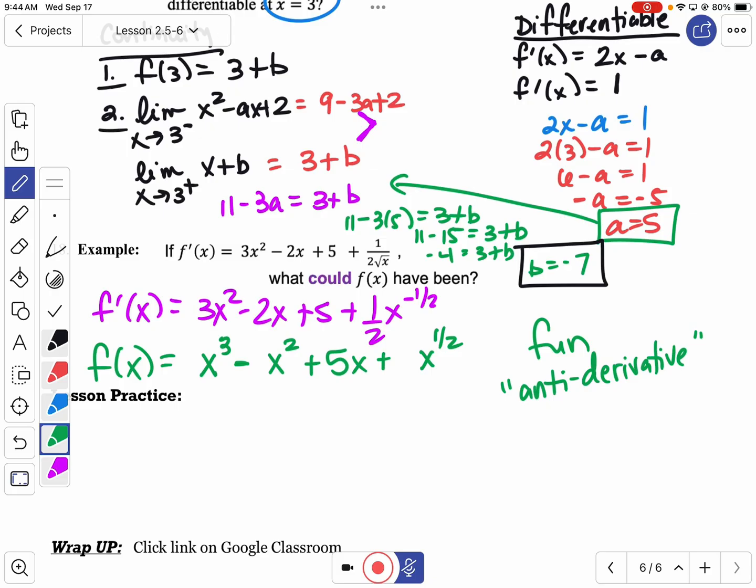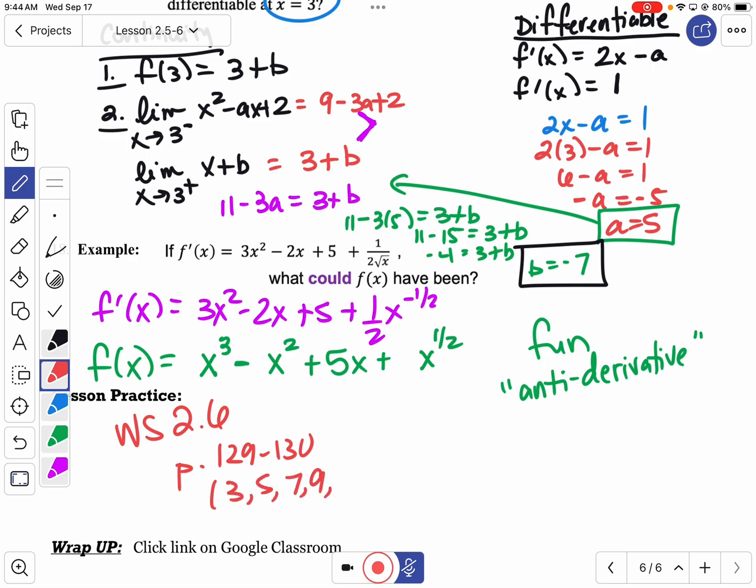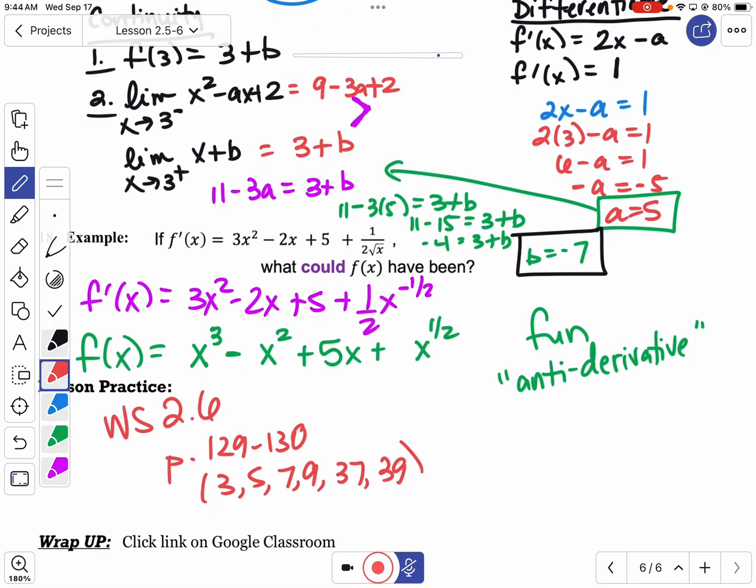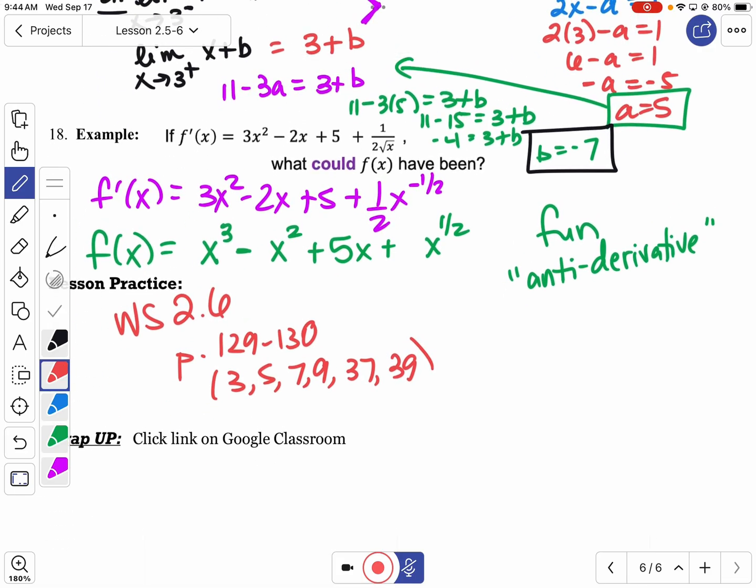All right, your lesson practice. There is a worksheet back there, 2.6. Has lots of really good problems on it that are kind of outside the box, more AP-esque. On page 129 and 130, here's some good ones to look at: 3, 5, 7, 9, 37, and 39. Okay? Go ahead and do your wrap-up for me really quick on Google Classroom. It's a quick one.